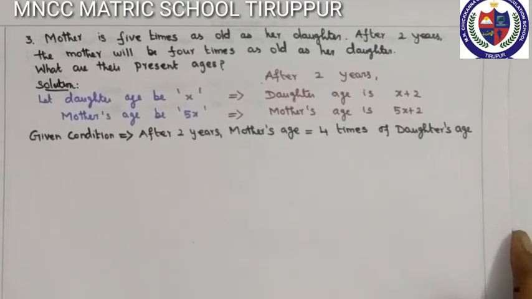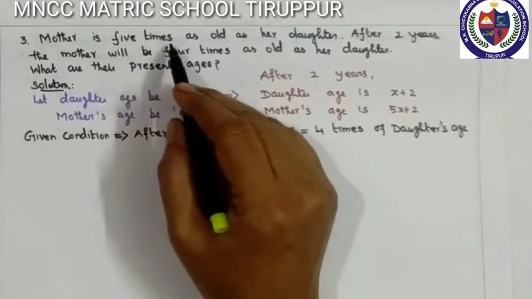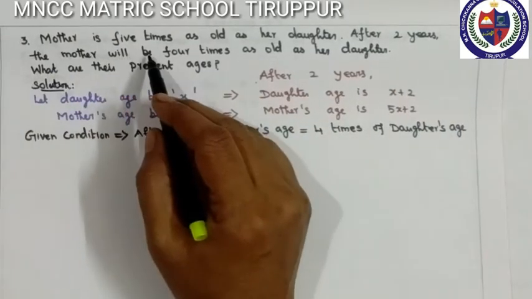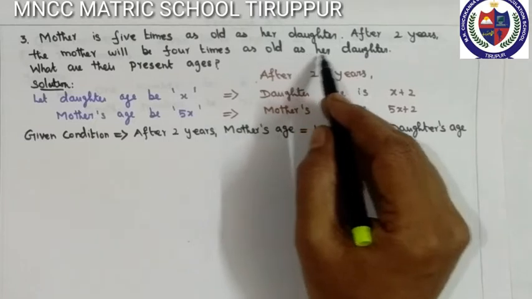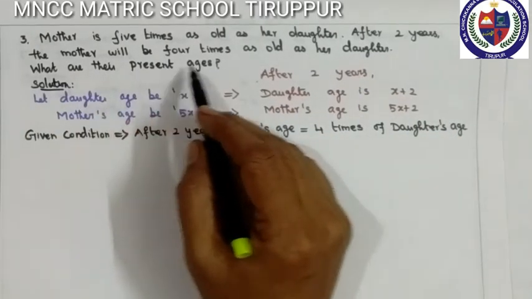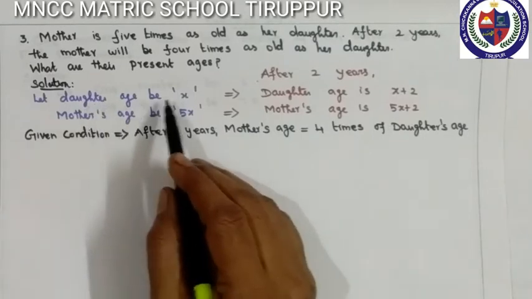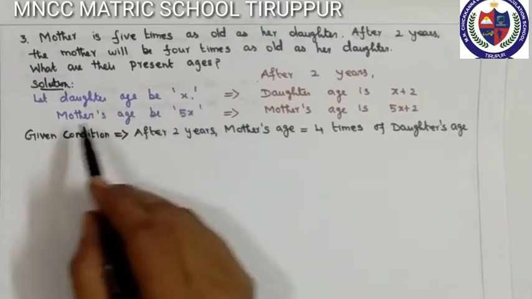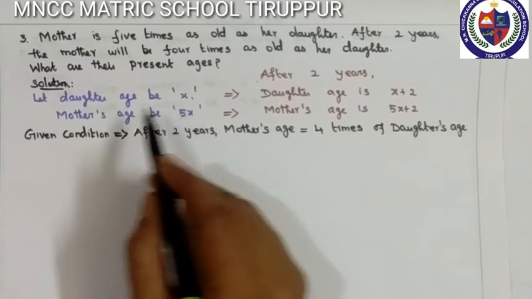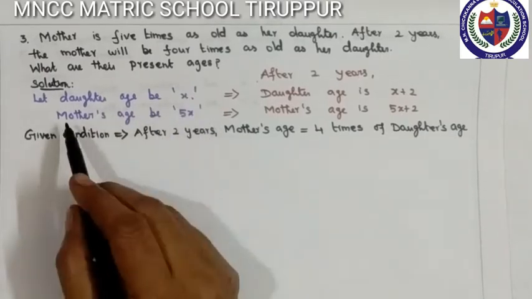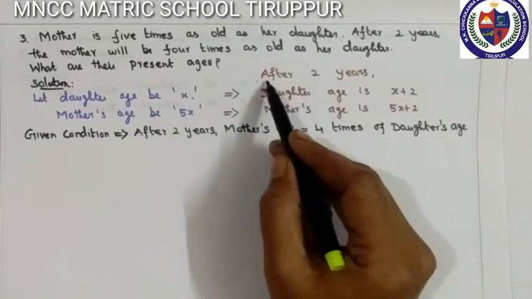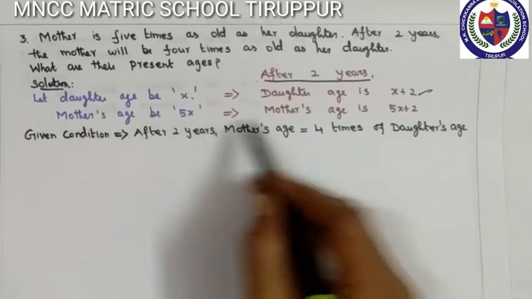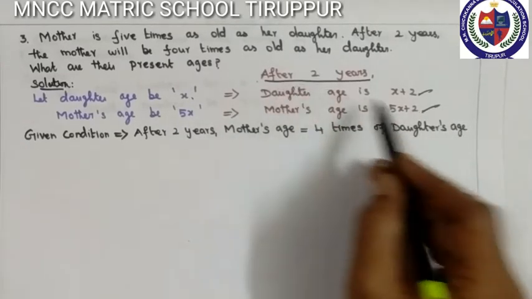Third sum, listen to the question. Mother is 5 times as old as her daughter. After 2 years, the mother will be 4 times as old as her daughter. What are the present ages? We take daughter's age and mother's age. The daughter's age be x. Mother's age be 5x. Daughter's present age is x, mother's present age is 5x. After 2 years, daughter's age is x plus 2, mother's age is 5x plus 2.